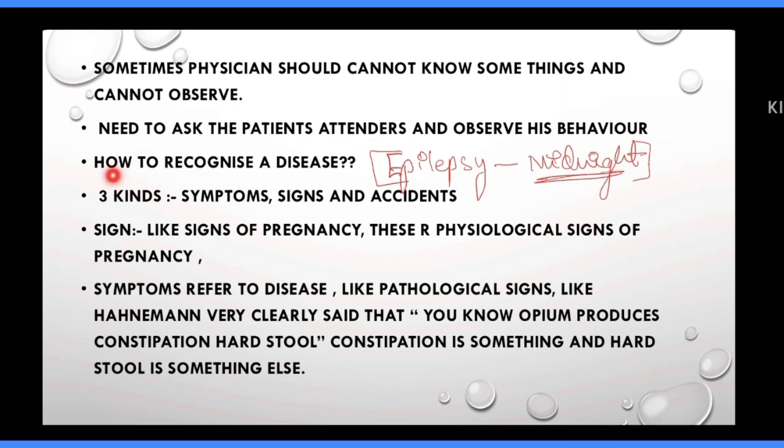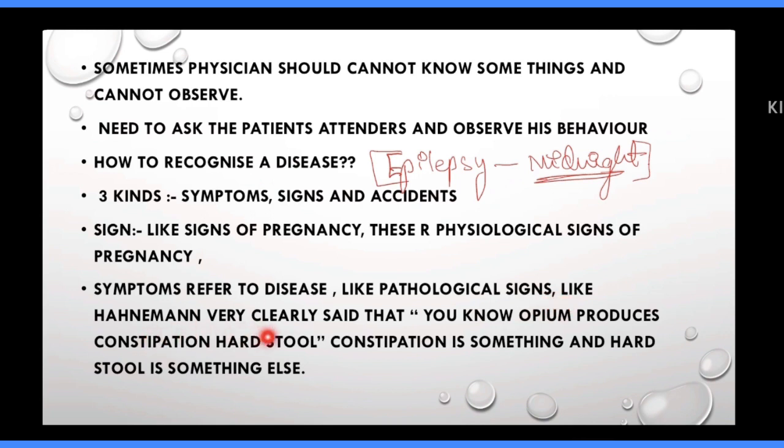Okay, that was the first thing. Next, how to recognize a disease, what type of disease it is. There are three kinds: symptoms, signs and accidents. What is a sign? Like signs of pregnancy, there is edema. These are physiological signs of pregnancy. Next, what are symptoms? Symptoms refer to disease conditions, such as pathological signs.